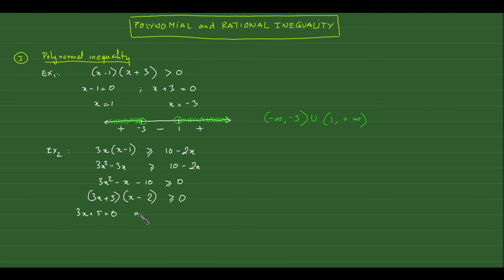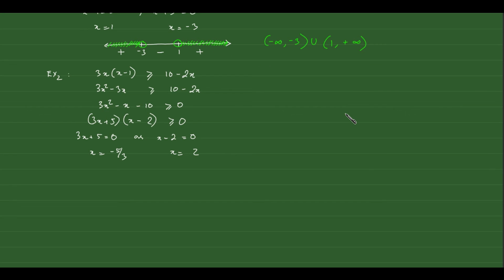for the value we're gonna put on the number line, which is x equal to -5/3. We're gonna put on the number line with x equal to 2. We're gonna put on the number line. All right, now go ahead and put on the number line.